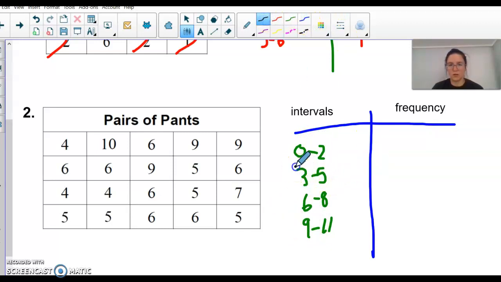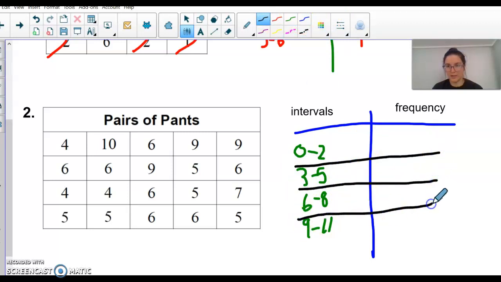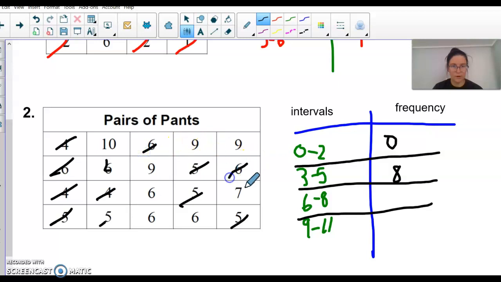So next you have to count. So 0 to 2, how many occur in 0 to 2? So you have 0. How many occur in 3 to 5? 1, 2, 3, 4, 5, 6, 7, 8. So you have 8. How many occur in 6 to 8? 1, 2, 3, 4, 5, 6, 7, 8. Ooh, 8 again. How many occur in 9 to 11? 1, 2, 3, 4. So 4.